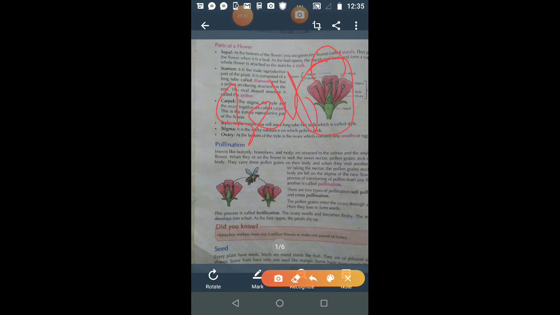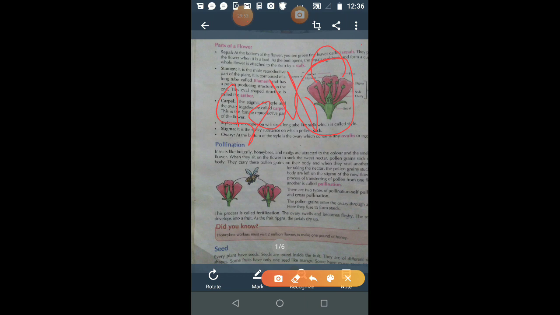And what is the other condition of self pollination? Pollen is transferred from the anther of one flower to the stigma of another flower, but both the flowers are on the same plant. So this is also known as self pollination.